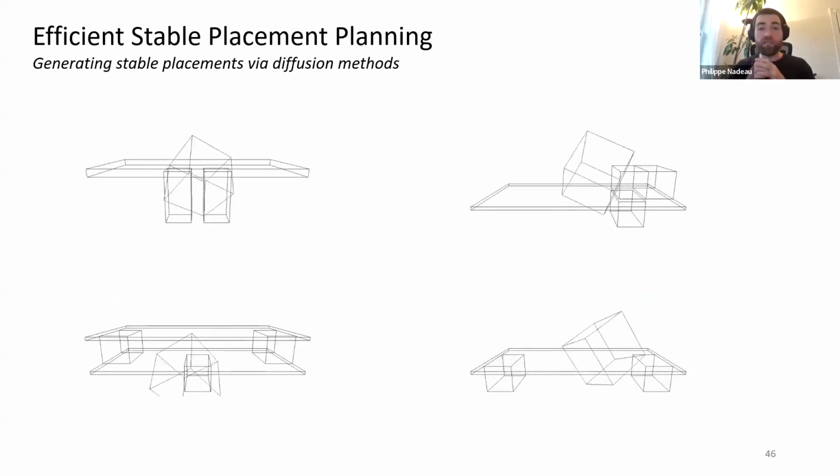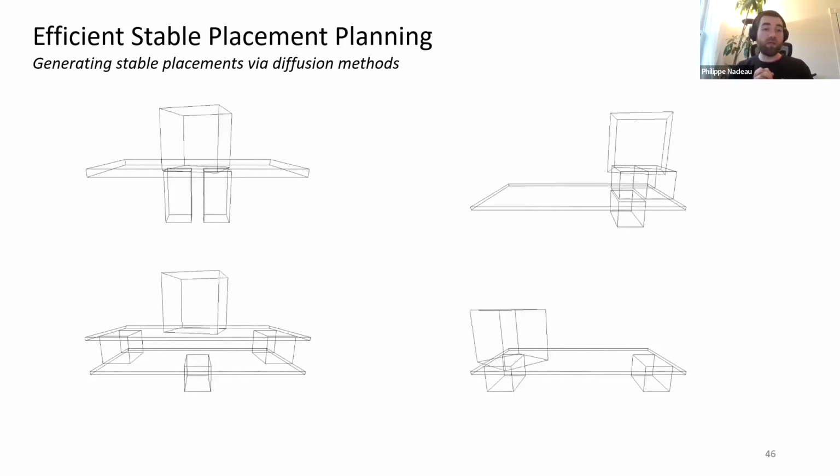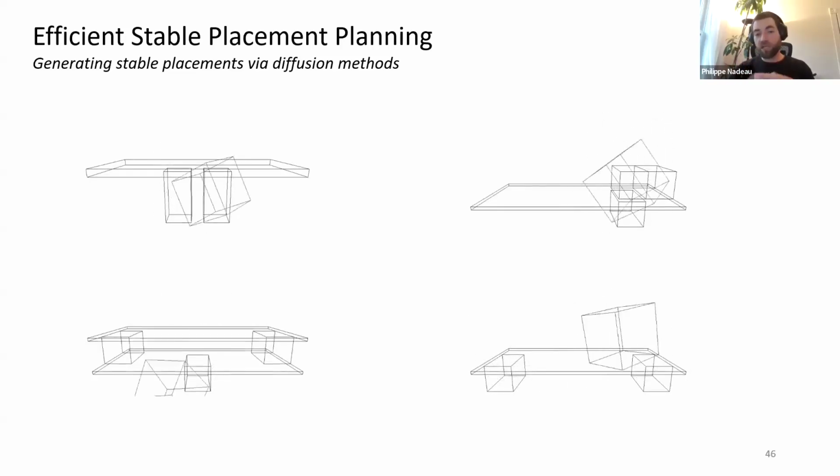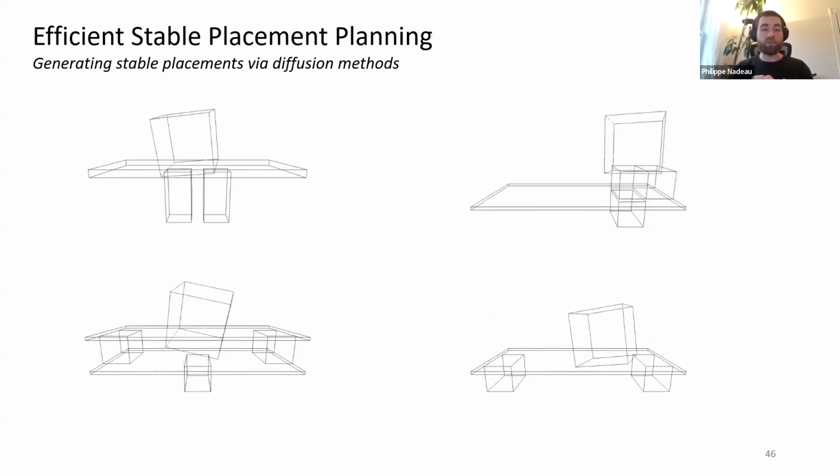The impact of guidance is clear. The object is more often placed in locations that promote the scene's stability while imitating as much as possible the placements provided as examples during training.